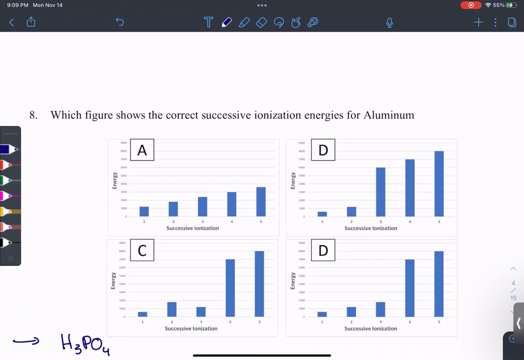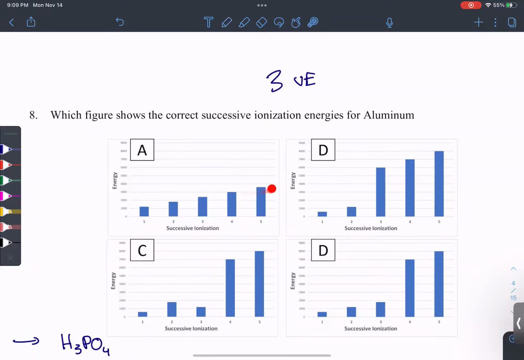So how many valence electrons are on aluminum? Three valence electrons. So if we want to represent 3 valence electrons, what qualities of a graph are we looking for? 3 small energies, and then on the 4th ionization energy, shouldn't the energy be really large? You're going to see a huge jump in energy for that 4th ionization energy, because now you're starting to pull out inner core electrons. Those inner core electrons have really, really high effective nuclear charges, and so it's going to be real hard to remove those attracted electrons. So we're looking for a graph with 3 low energies.